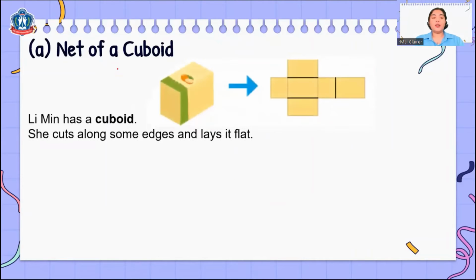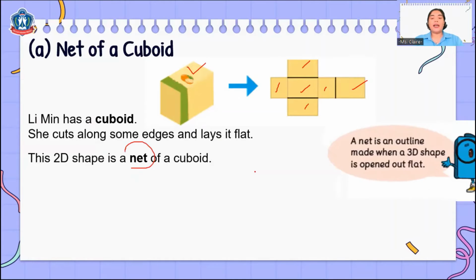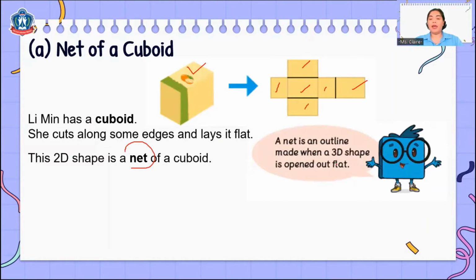Okay, net of a cuboid. Jimin has a cuboid, this one. He cuts along some edges and lays it flat, so it looks like this. It has 1, 2, 3, 4 rectangles and 2 small rectangles. So this 2D shape is a net of the cuboid. A net is actually an outline made when a 3D shape is opened out flat.